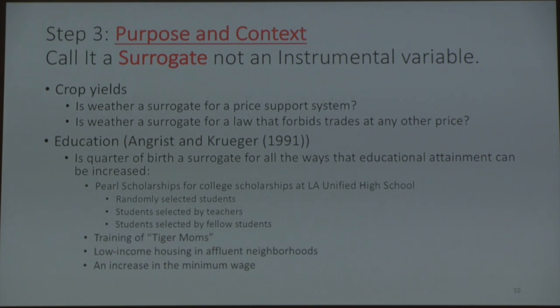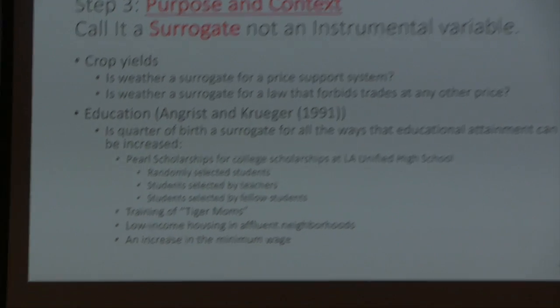And we can get students to have more years of education if we give Pearl scholarships to randomly selected students, students selected by teachers, students selected by fellow students. You can train tiger moms so the kids go to school longer. You can have low-income housing in affluent neighborhoods. You could have an increase in the minimum wage. All those things could affect a change in the educational outcome.